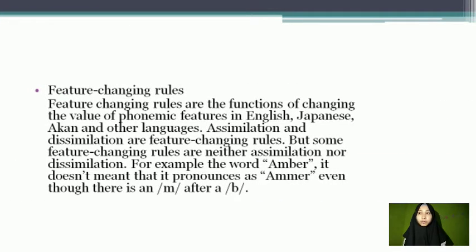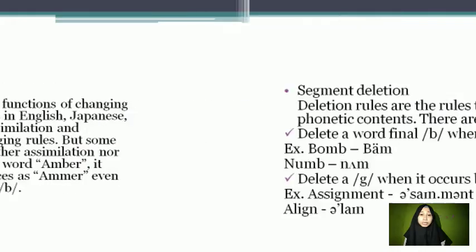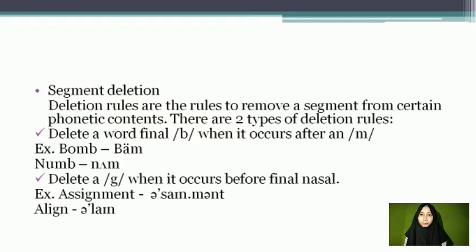Feature-changing rules are the functions of changing the value of phonemic features in English, Japanese, Akan, and other languages. Assimilation and dissimilation are feature-changing rules, but some feature-changing rules are neither assimilation nor dissimilation. For example, the word ember or ember, it doesn't mean that it pronounces as ember, even though there is an after a b. And then the next rule is segment deletion.